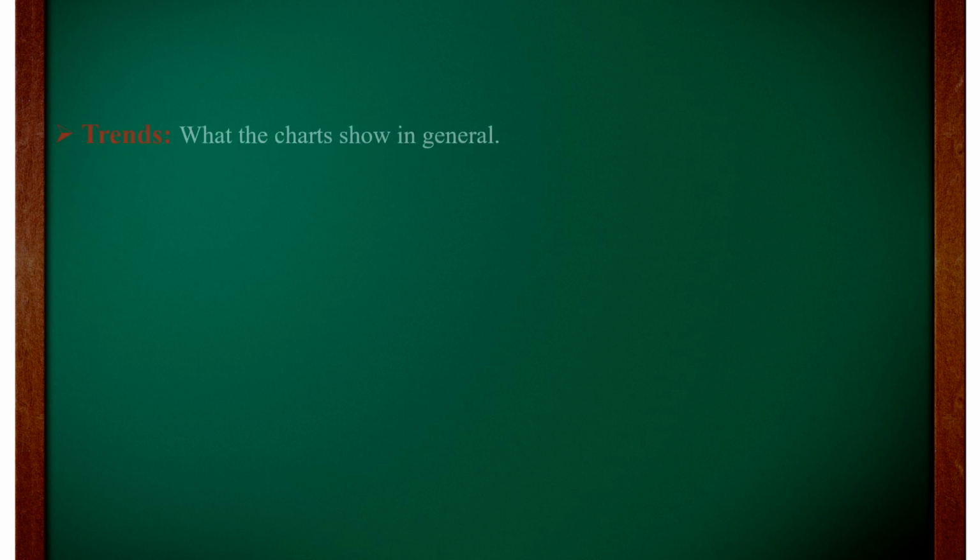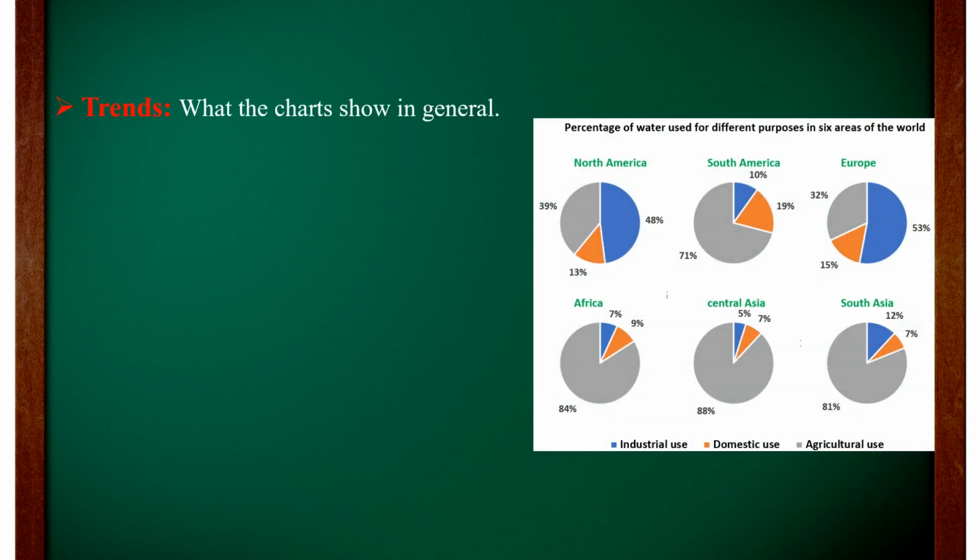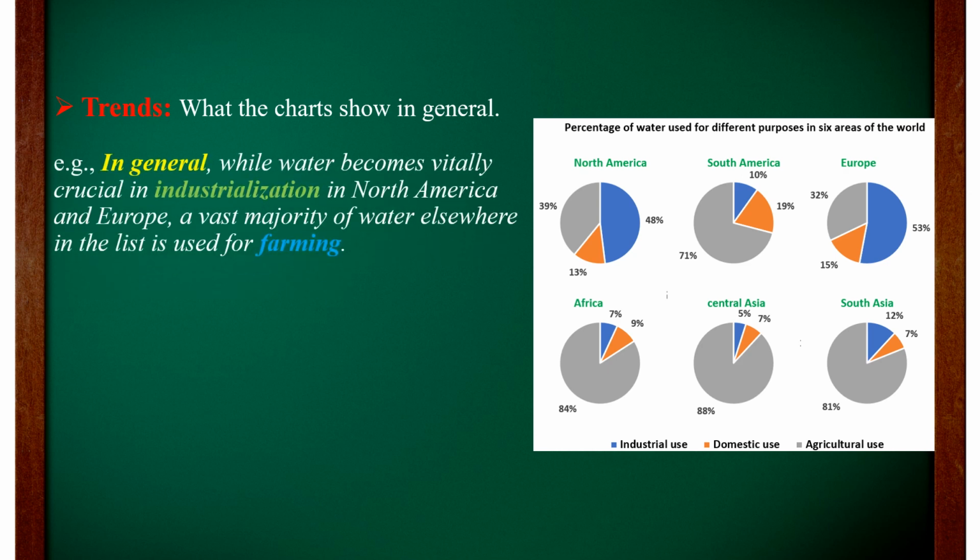Well, now let's move to trend. As previously mentioned, trends are what the chart shows in general. Here is how I write the general trend. In general, while water becomes vitally crucial in industrialization in North America and Europe, a vast majority of water elsewhere in the list is used for farming. You see, I included both 2 trends.